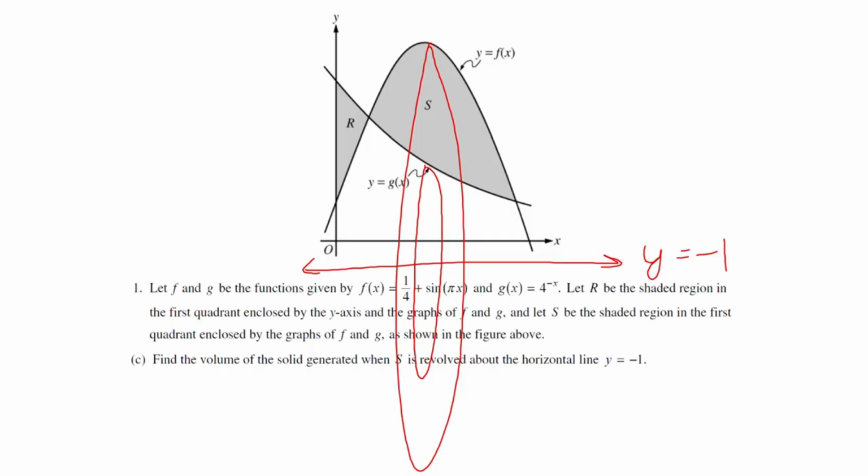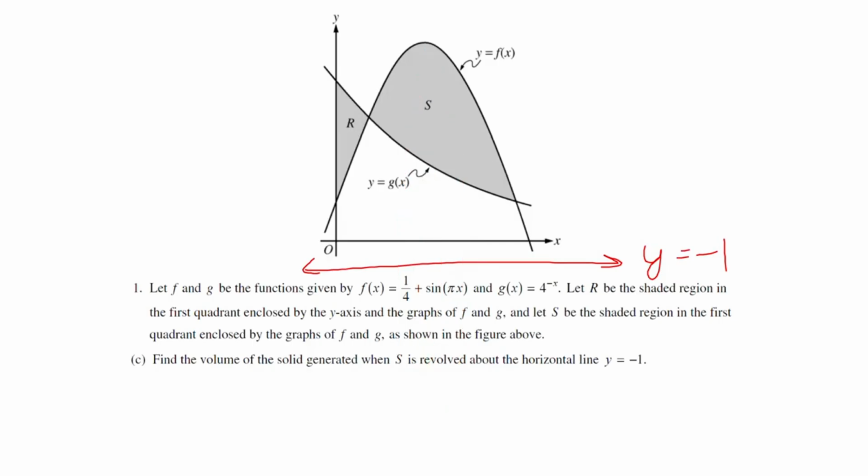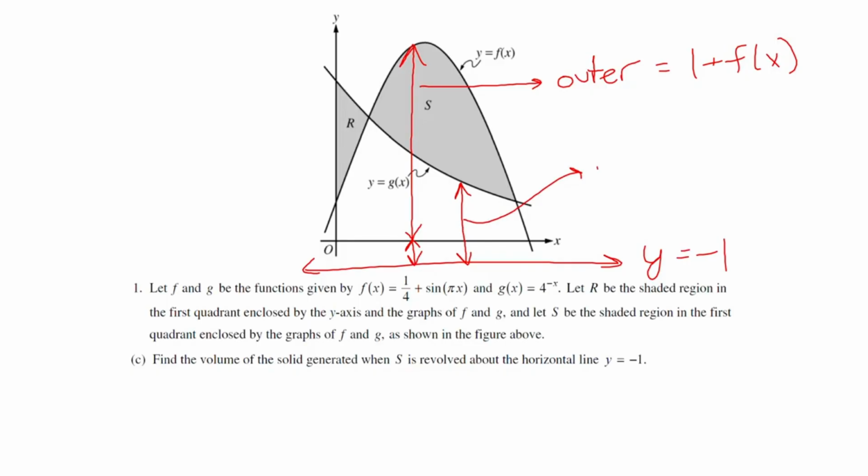All right, so we're looking for the outer radius, which is going to be the distance from the upper bound of the region down to y equals -1. So that's our outer radius, which is going to be 1 unit to get up to the x-axis, and then f of x units after that to get up to the top of the region. So 1 plus f of x is our outer radius. And then our inner radius is going to be from the lower function to -1. So that'll be 1 plus g of x, right? We're going up 1 unit, and then we're going up g of x units.